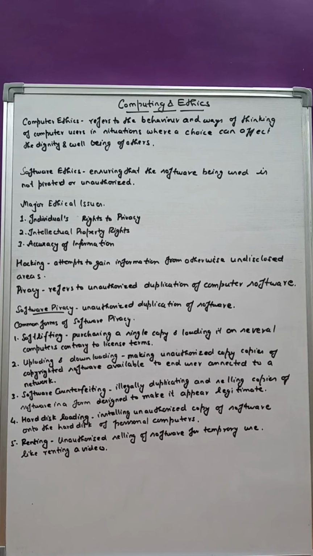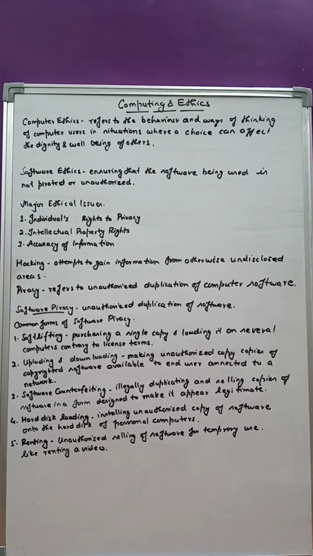Now the three common ethical issues that we face in software ethics are the individual's right to privacy, intellectual property rights, and the accuracy of information. The individual's right to privacy means that the person who is allowing the software to be used by others should not violate the privacy of the other person, the individual who has created or who is using it. Both persons' right to privacy is not to be used up in an inappropriate way, right?